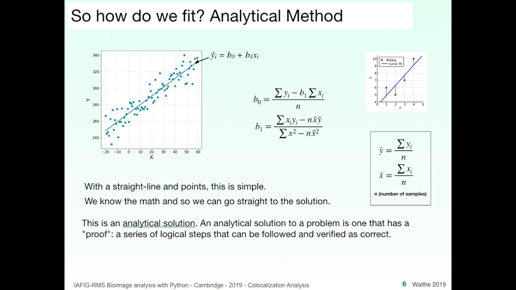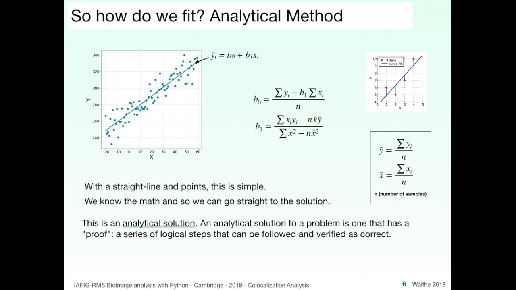So b0 can be calculated by summing all of your points in their y coordinate and subtracting b1 times all of your coordinates summed up in x, over the number of coordinate points that you have.